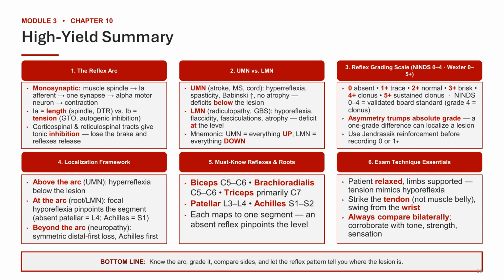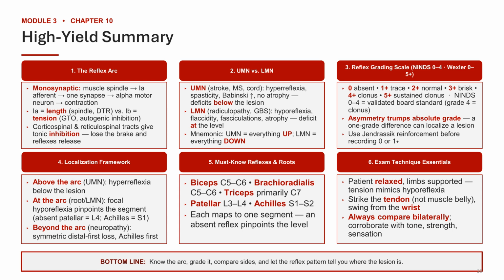3. Grading. The NINDS scale, 0 to 4, is the board standard, and 2 and 3 are both within normal. Asymmetry outweighs the absolute grade, and use reinforcement before recording a 0. 4. The localization framework. Above the arc, UMN, hyperreflexia below the lesion. At the arc, root or LMN, focal hyporeflexia naming the segment. Beyond the arc, neuropathy, symmetric and distal first, Achilles lost first.